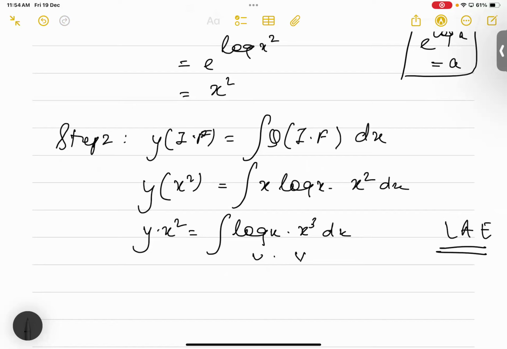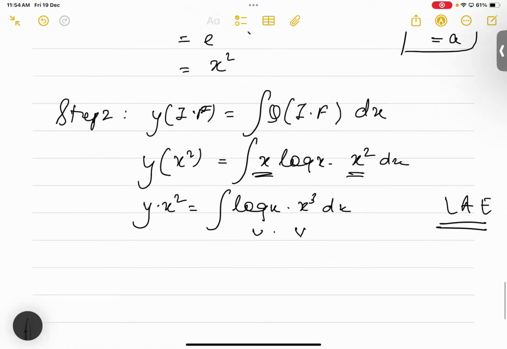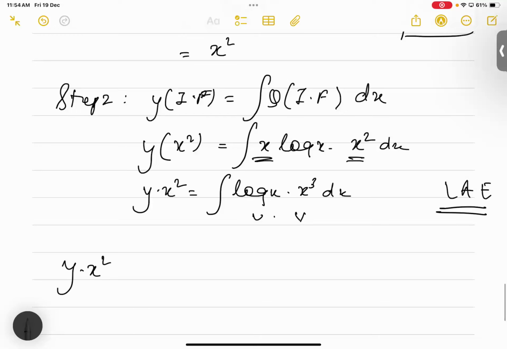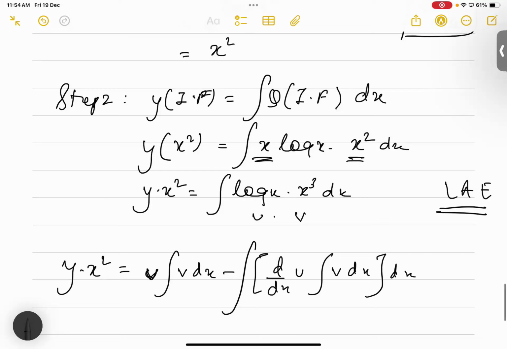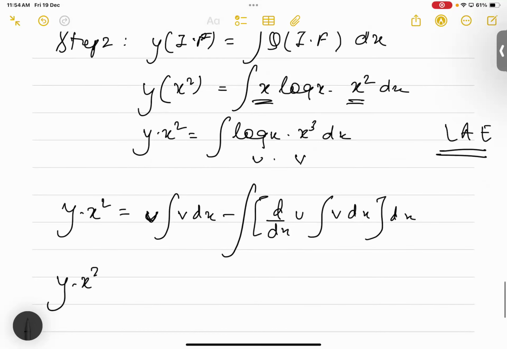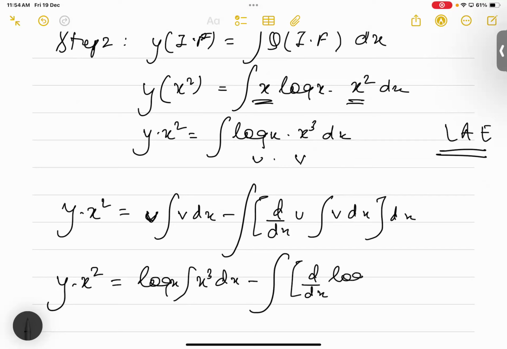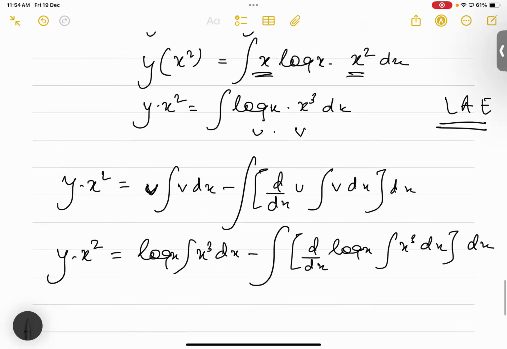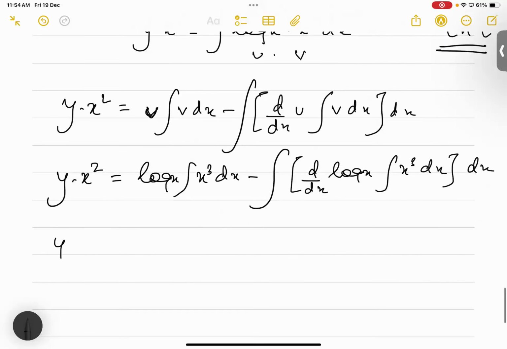How did it become x cube? x into x square. Now that big formula, u integration v dx. Clear? y into x square, what is u? Log x into x cube. dy dx of u, what is u? Log x, this is x cube dx, bracket close dx. Every bracket should be there. Don't skip any bracket.